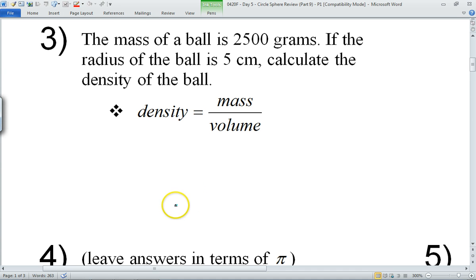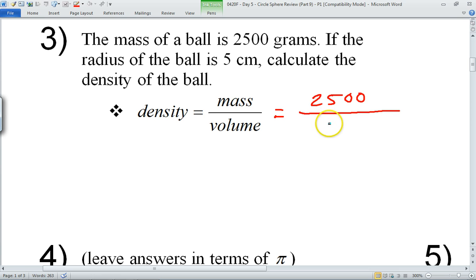All right, look back at problem number 3. The mass of a ball is 2,500 grams. And look, I've got a formula right there. If the radius of the ball is 5 centimeters, calculate the density. Okay, so I gave you this little formula for density. You don't have to memorize this. They would give you this in the problem. Okay? So density is mass divided by volume. Do I know either one of these things right now? All right, I know the mass because it gave it to me. What was it? 2,500.